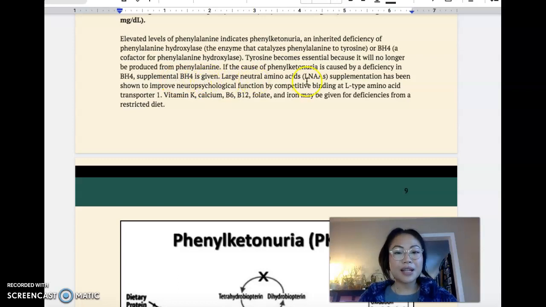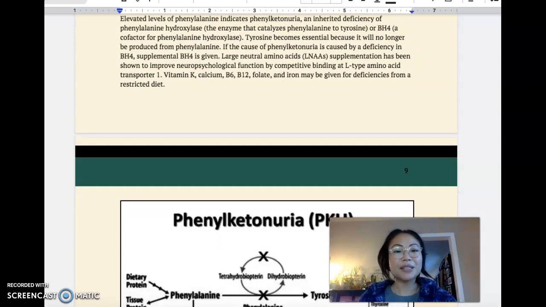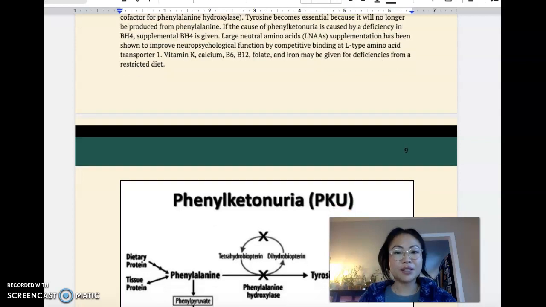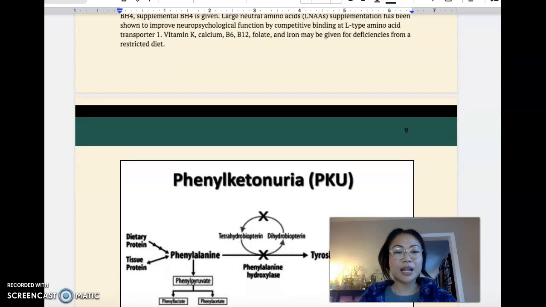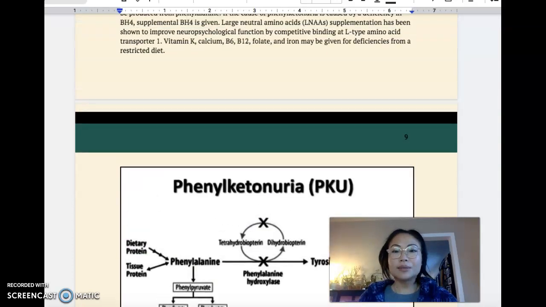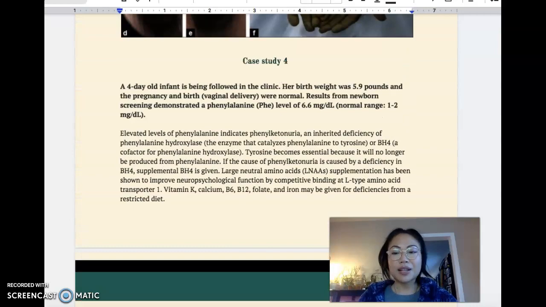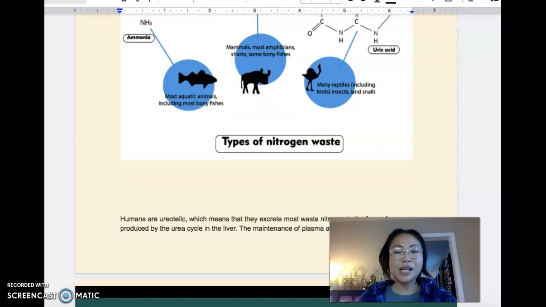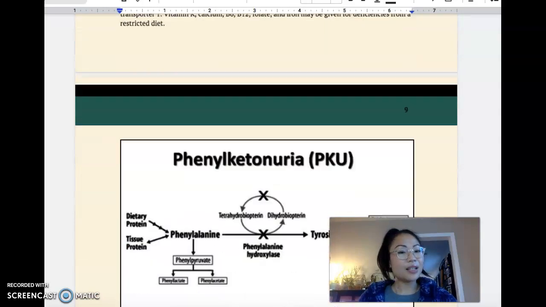Large neutral amino acid supplementation has also been shown to improve neuropsychological function by competitive binding at the L-type amino acid transporter 1. Vitamin K, calcium, B6, B12, folate, and iron can be given for deficiencies from a restricted diet. So these are the inherited disorders that can be caused by amino acid metabolism. And that is my case.